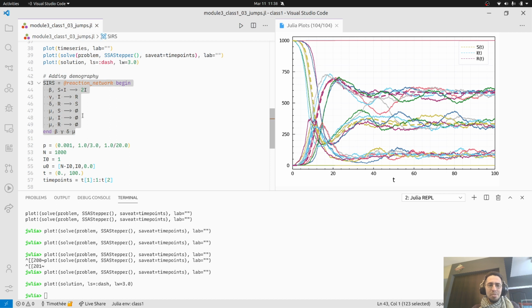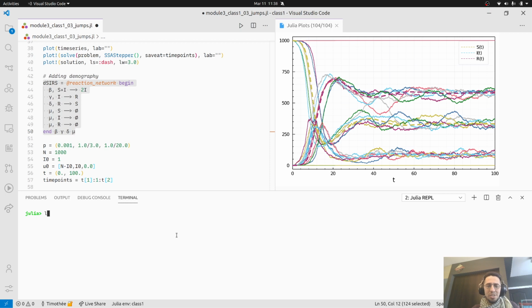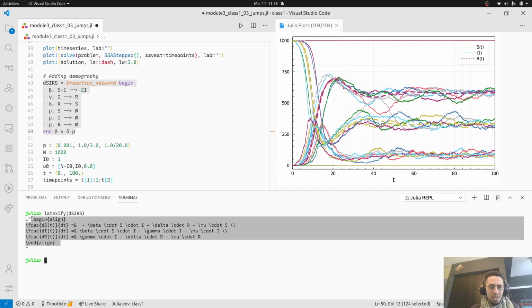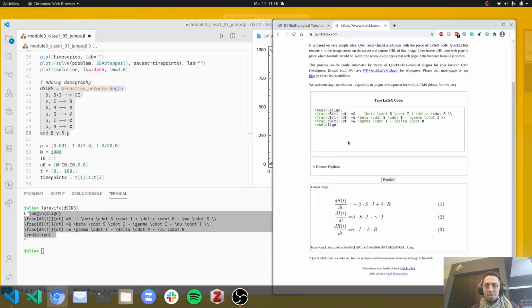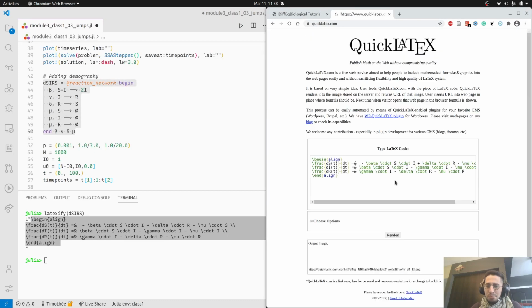So what we've established here is the same rate of demography, and the same rates of mortality, which is intrinsic mortality, for all of our compartments. So do latexify of the SIRS. We also are going to check these equations and see what's wrong with them.